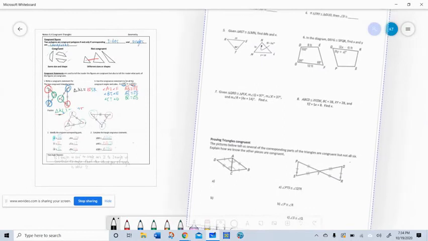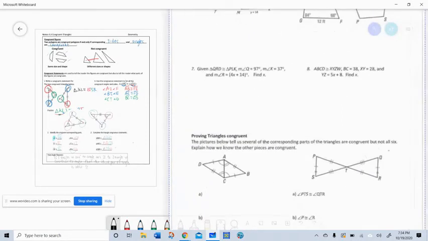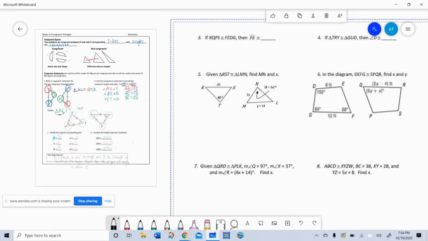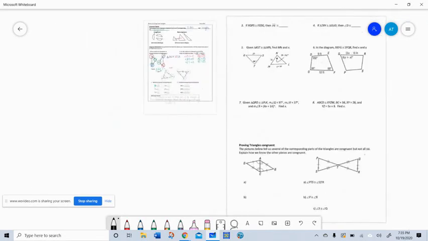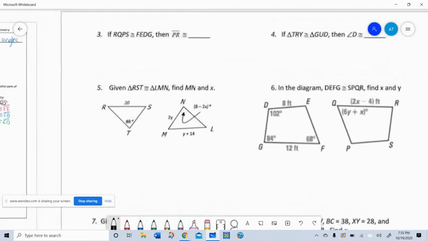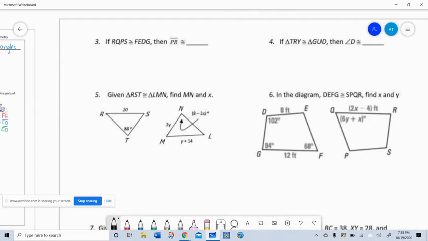So what will this look like in real life? Let me give you some examples. We're going to turn the page over here and have a look at what kinds of things you might see on your homework for today. So let's say that we're working on the first problem, which is listed as number 3 for some reason. I guess we had number 2 on the other page. So if RQPS is congruent to FEDG, then PR would have to be congruent to.